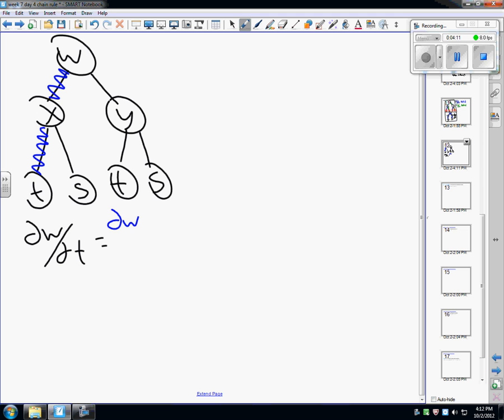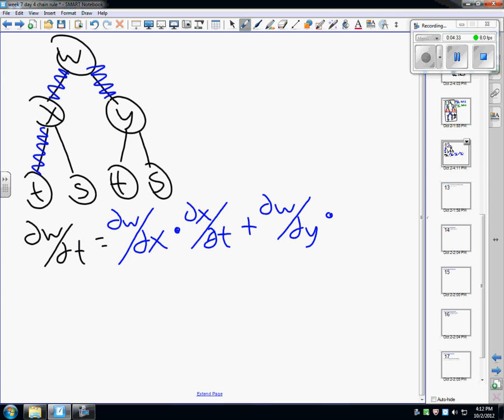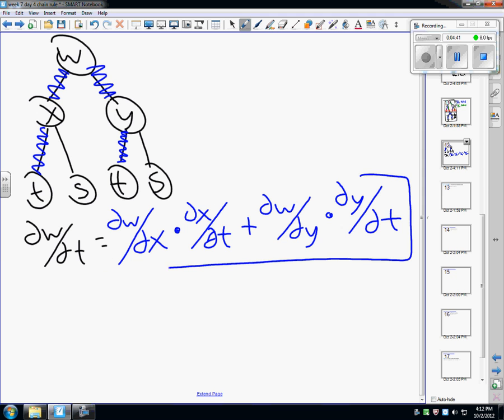This is the partial of W in terms of the partial of X times the partial of X in terms of the partial of T plus, now you got to break over to this side. That would be the partial of W over the partial of Y times that partial, which is the partial of Y over the partial of T. There's one guy. Notice everything here is about partials because the tree keeps splitting, or the chain keeps splitting.